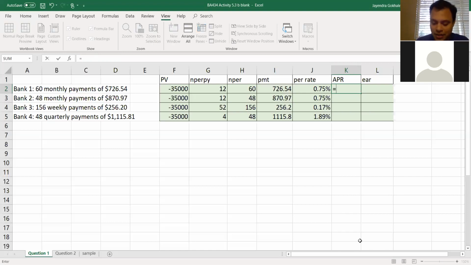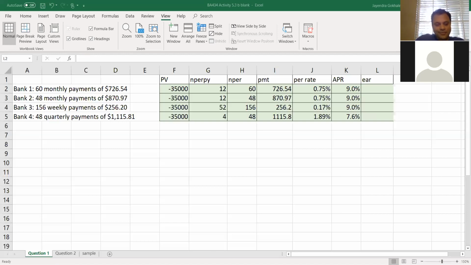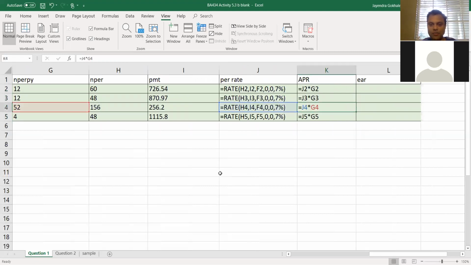Okay, good. The next step is APR is periodic rate times the number of periods per year. That's it, simple. Sure, I can show you the formula for APR. Just do a control tilde. APR is the periodic rate that you got times the number of periods per year. That is J2, the periodic rate, times G2, the number of periods per year.